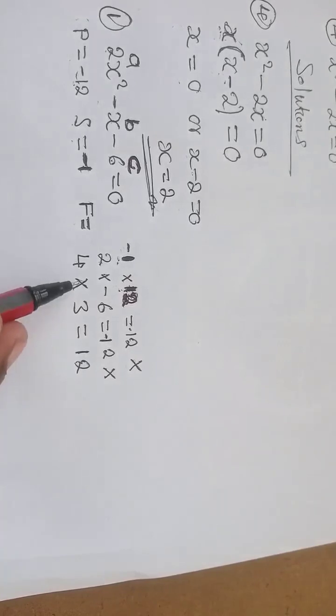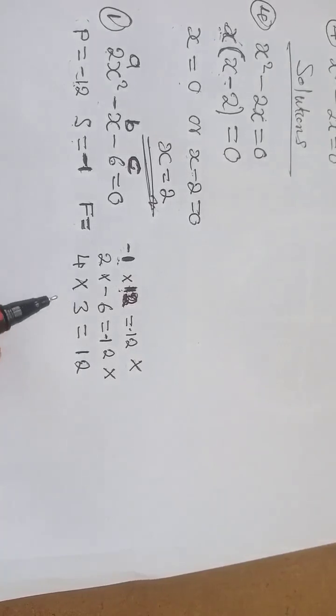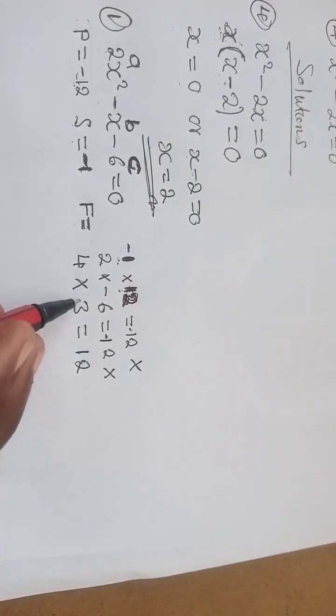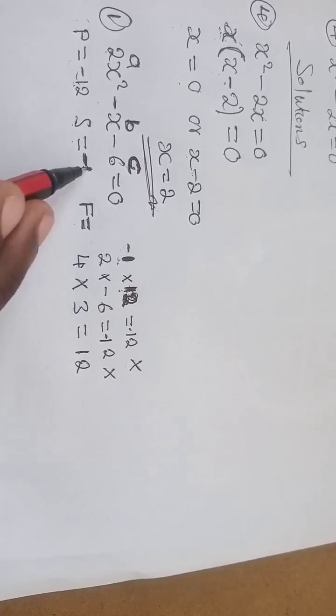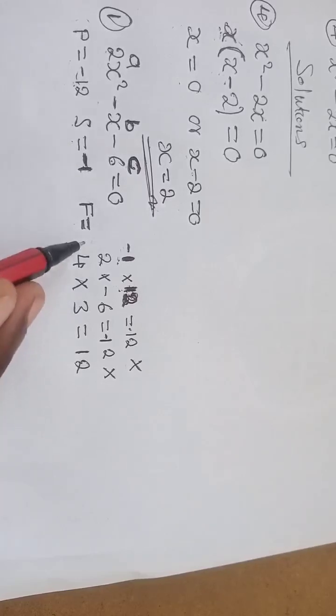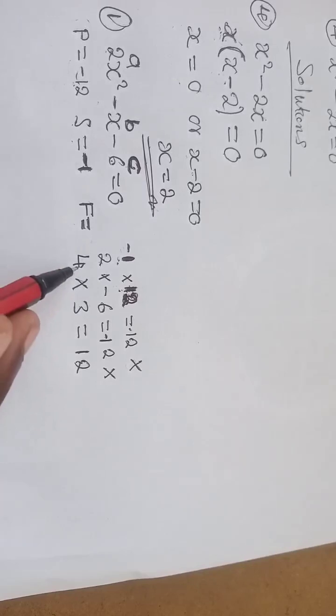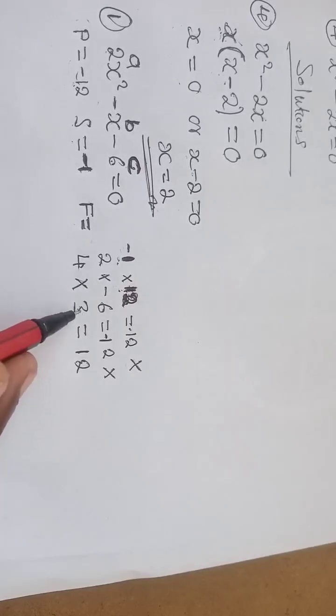Okay, so 4 times 3 is going to give you 12. Now let's see if we add these numbers, are they going to give us -1 as a sum? So when we add 4 plus 3, it's going to give us 7.